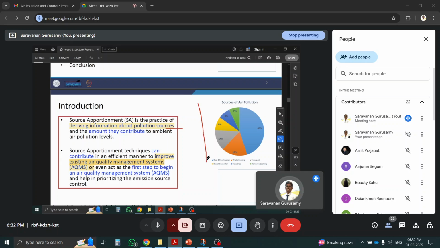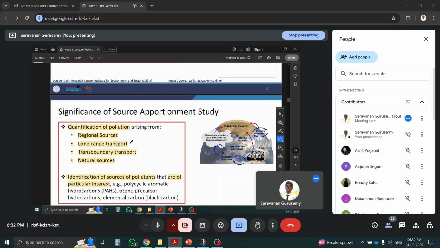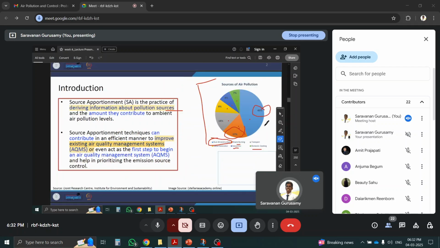If I see this graph, you can get a broad idea. So industries, domestic cooking, waste burning contribute a lot to different parts of pollutant. You can see 45% of pollution is from dust and construction. So this is a major contributor again. Other than waste burning and industries, the industry is contributing only 8%. Waste burning itself is 17%. So if you see about dust, it is from the construction and demolition industries. So this type of allocation is called source apportionment.